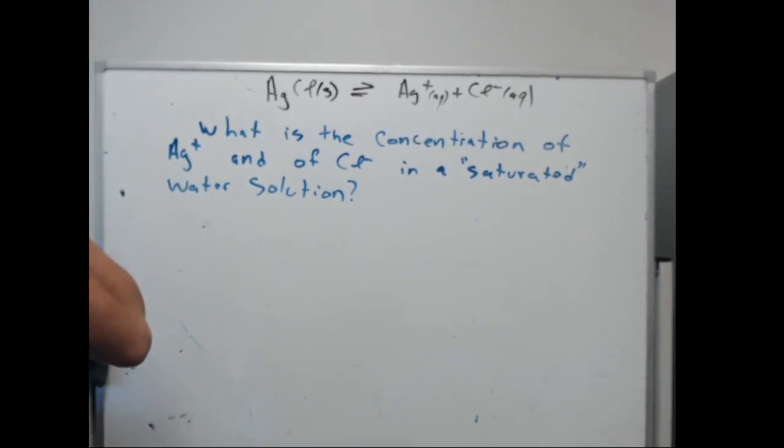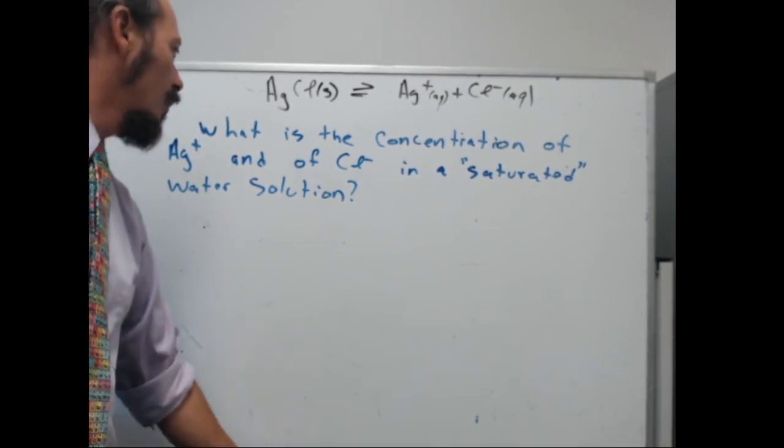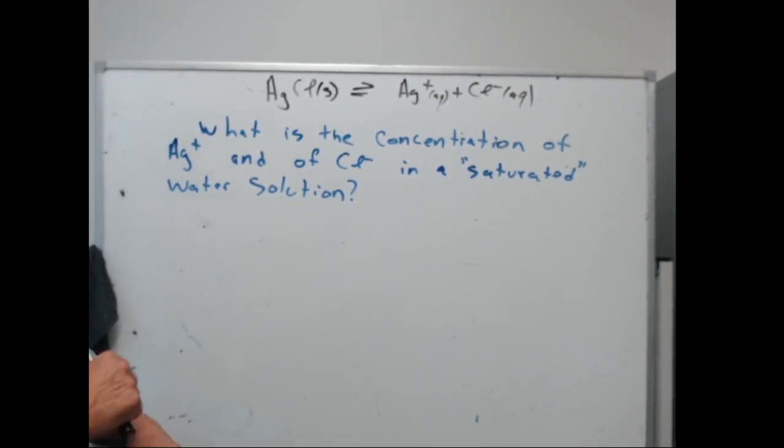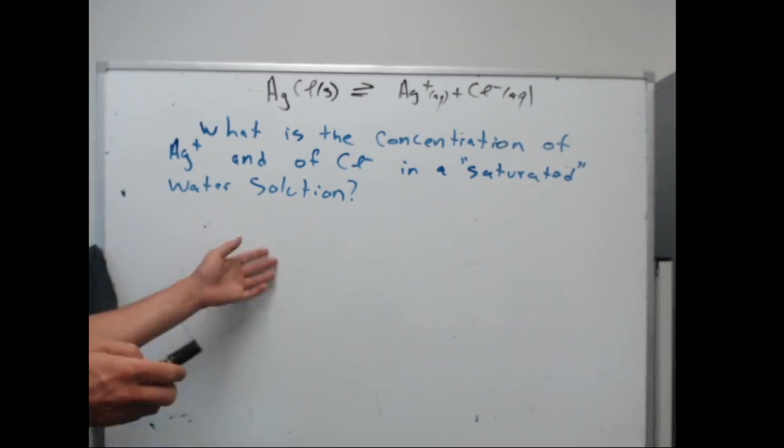We're hitting the maximum of ions in solution. It's another way of saying equilibrium, essentially. So we want to figure out what's the concentration of Ag plus and of Cl minus in a saturated water solution. So we're starting with water.